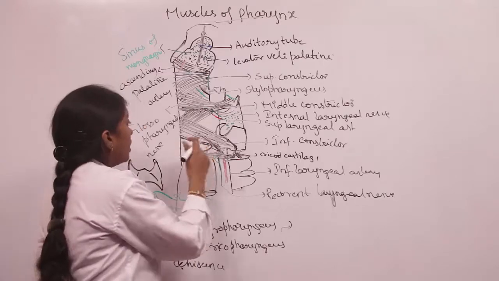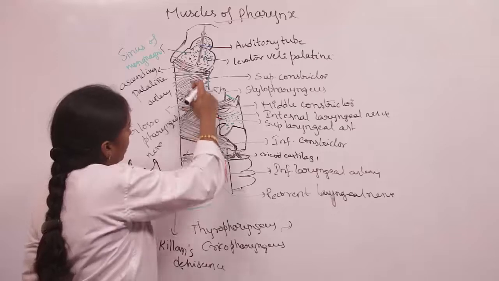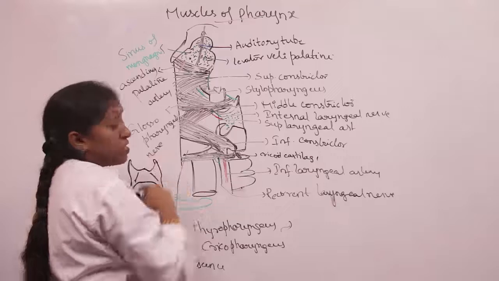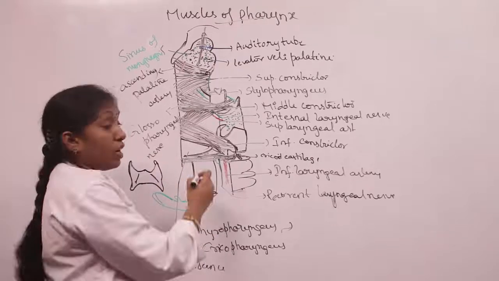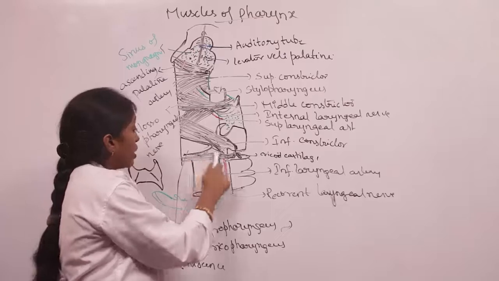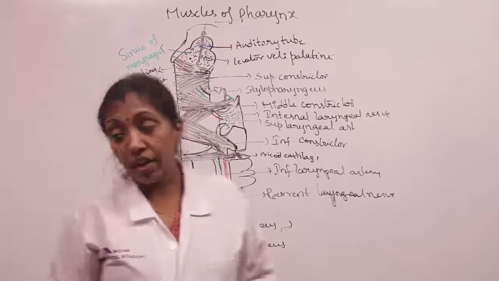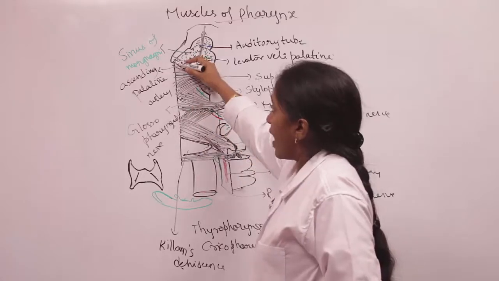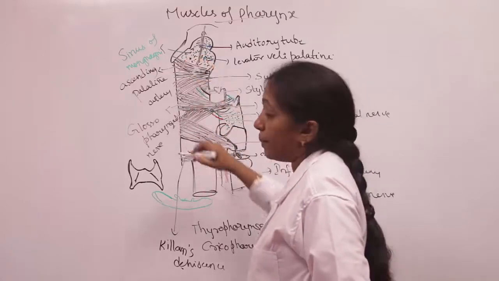The upper part of this weak area is contributed by all the constrictor muscles. And coming to the lower part, it is contributed only by the cricopharyngeal part. So that's about the constrictors of the pharynx. These constrictors of the pharynx are inserted into the median raphe.